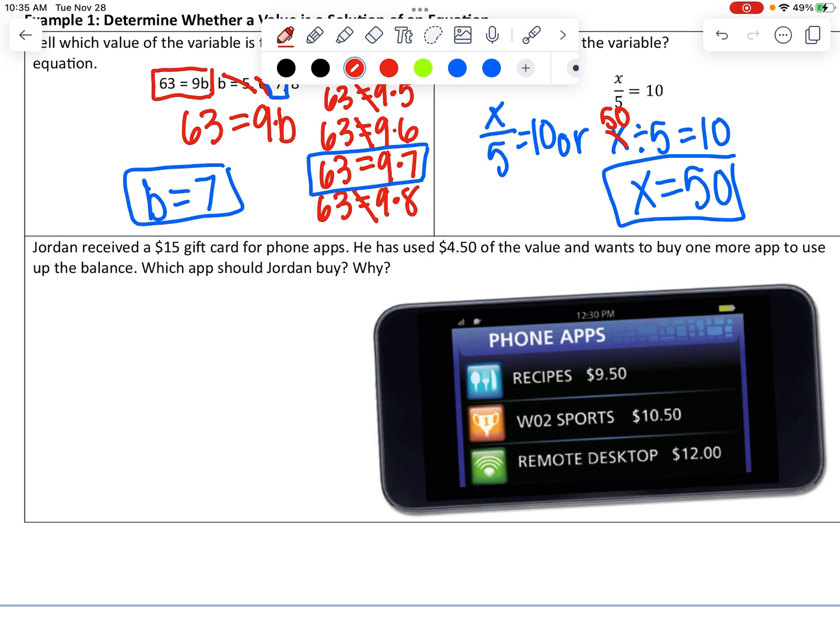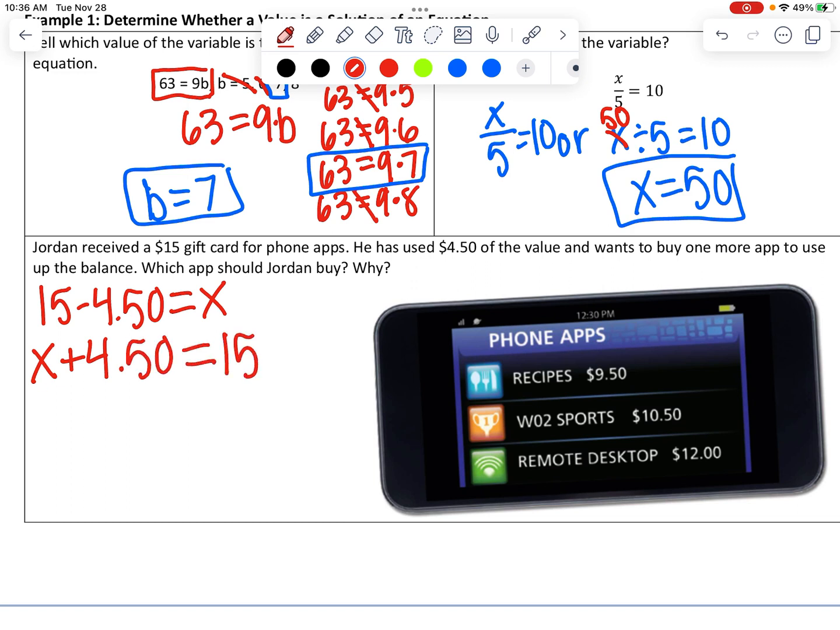Okay. So one equation, so he started with $15. He has the $15 gift card. He bought $4.50 worth of an app, and then we're trying to figure out how much he has left to buy other apps. Okay. Another way to write this as an addition problem would be that's how much he has left plus $4.50 equals 15. So that's a way to do it as well. Okay. Either way will work.